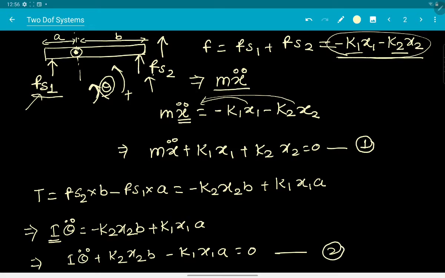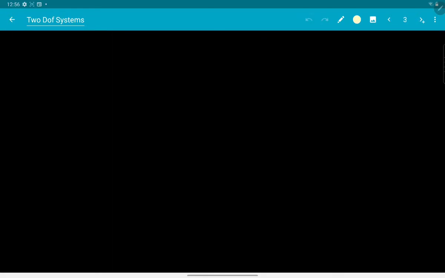Further, from the geometry, I can write x1 and x2 in terms of x and theta, or I can write x and theta in terms of x1 and x2. If I replace x1 and x2 by x and theta, I'll get a set of two equations in terms of x and theta. If I replace x and theta in terms of x1 and x2, I'll get a set of equations in terms of x1 and x2. We are going to go both ways and see what exactly we get. So let's have a look at the geometry.